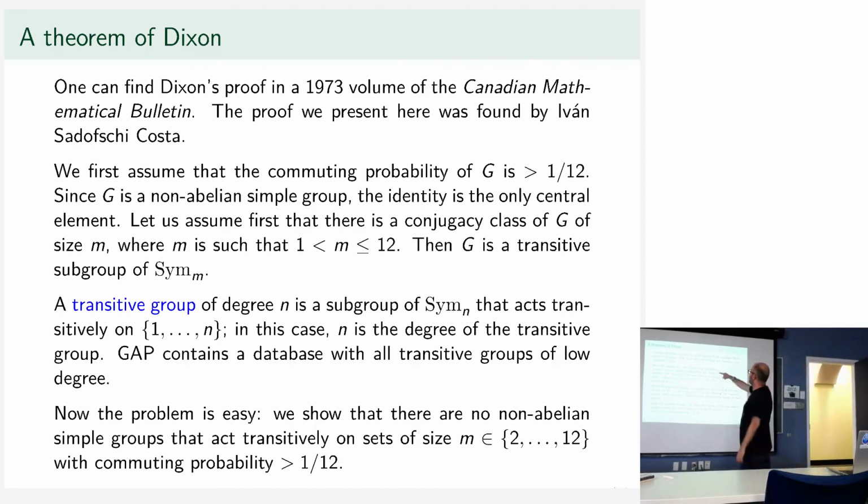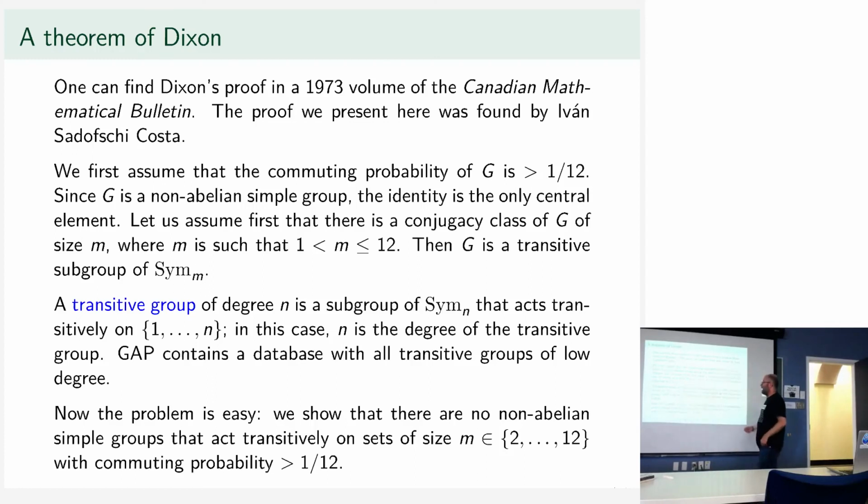So we first assume that the commuting probability is bigger than or equal to 1/12. Since G is a non-abelian simple group, the identity is the only central element. This is clear. So first, we are going to assume that there is a conjugacy class of G of size n. Then G acts transitively on this conjugacy class, so G is a transitive subgroup of the symmetric group. But what is a transitive group? A transitive group of degree n is a subgroup of the symmetric group Sn acting transitively on n points.